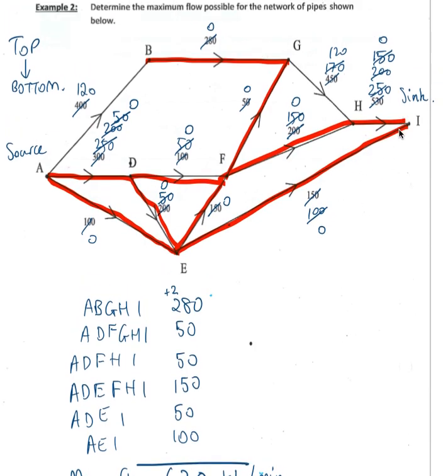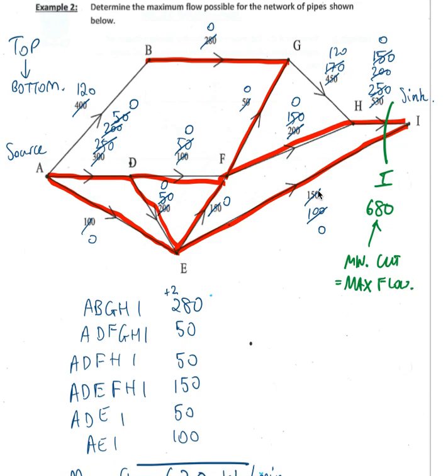As we can see, if we cut this pipe, no water can flow from A to I. Therefore, let's cut this. Let's call it cut 1. And let's add these together. 150 plus 530 is 680. We found our minimum cut, which is our max flow.